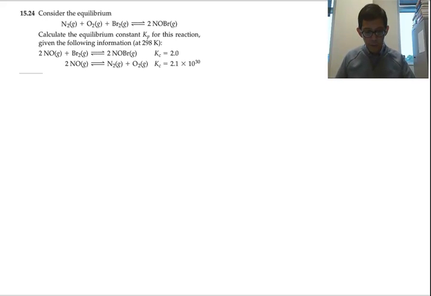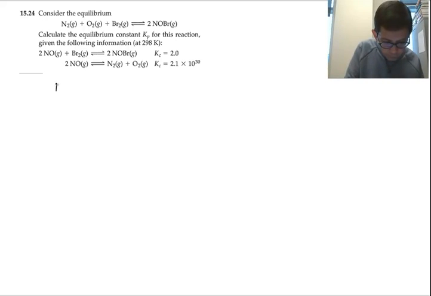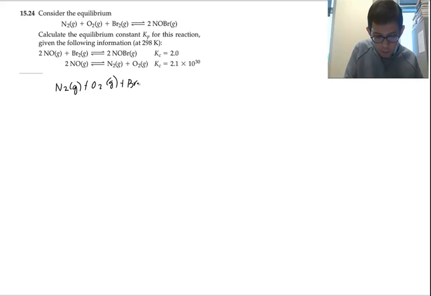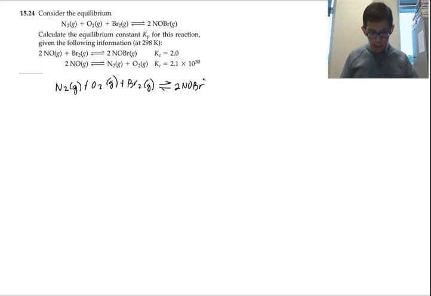Consider the equilibrium N2 plus O2 plus Br2 to NOBr. Calculate the Kp for this reaction. So Kp equals, we don't know, given the following information.